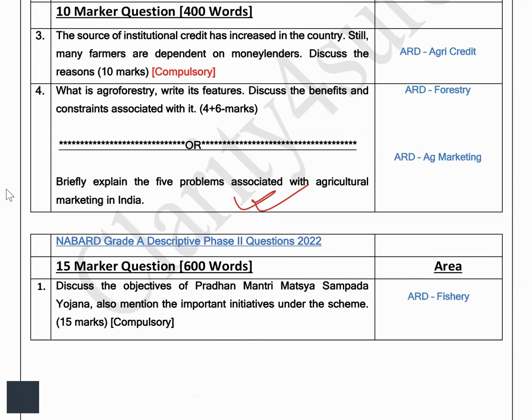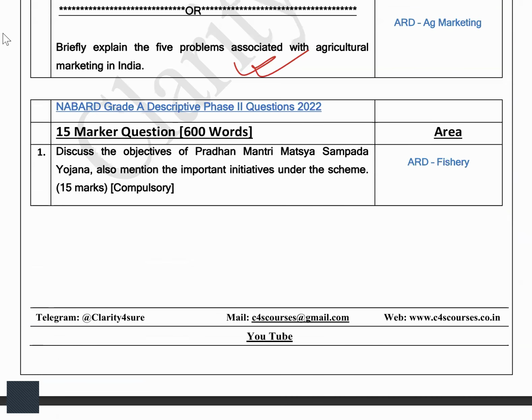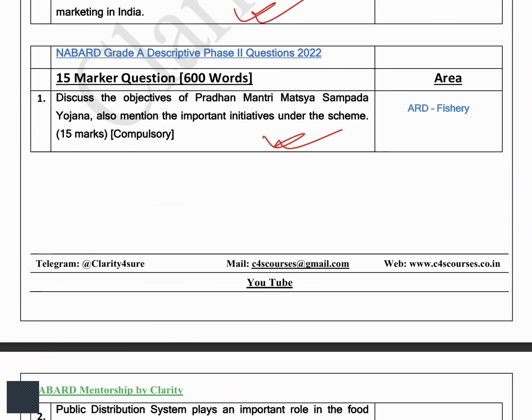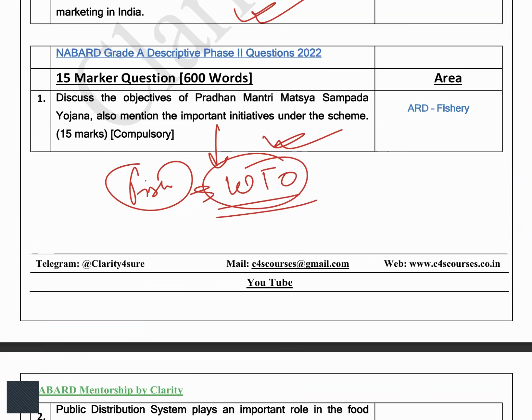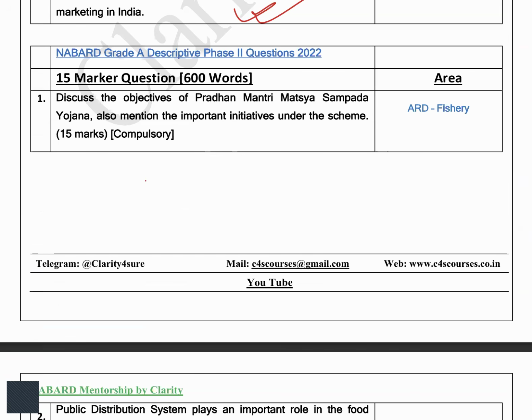Now coming on to 2022, again you can see the question coming from agriculture, the fishery sciences. Again, they have given a 15 marker on the ministry scheme, that is Pradhan Mantri Matsya Sampada Yojana. Why did they give it that year? Because that year fishery was quite in the news due to different initiatives of the government. The World Trade Organization was also quite vocal on the fisheries. So that's why there was a reason to ask that question. It is not that they have asked blindly. So it comes from an ARD fishery based question, a 15 marker question.